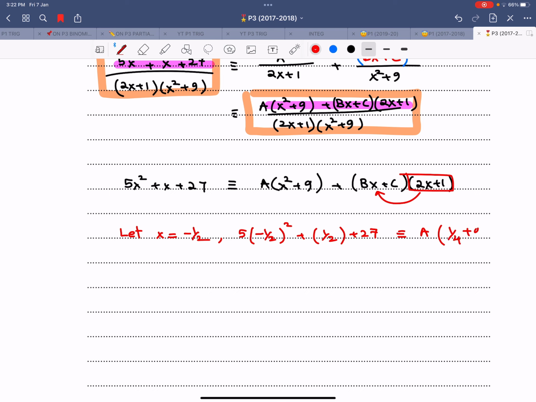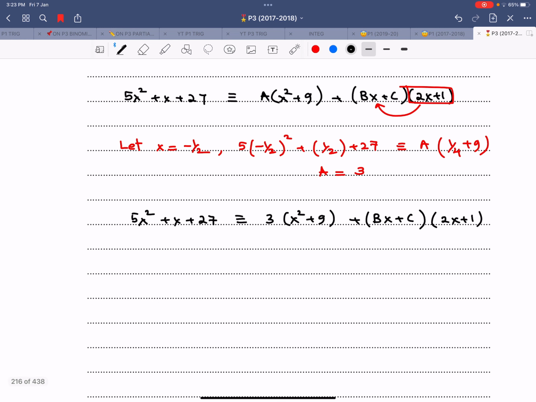That's 1/4 plus 9. Now, let's use a calculator. Let's do some calculation. And what happens is that you get the value of a coming out to be 3. Rewrite this expression again. 5x squared plus x plus 27 is identical to 3 times x squared plus 9, bx plus c in brackets, multiplying with 2x plus 1.